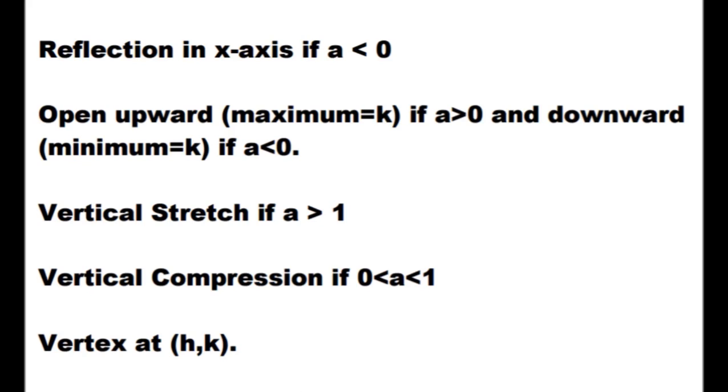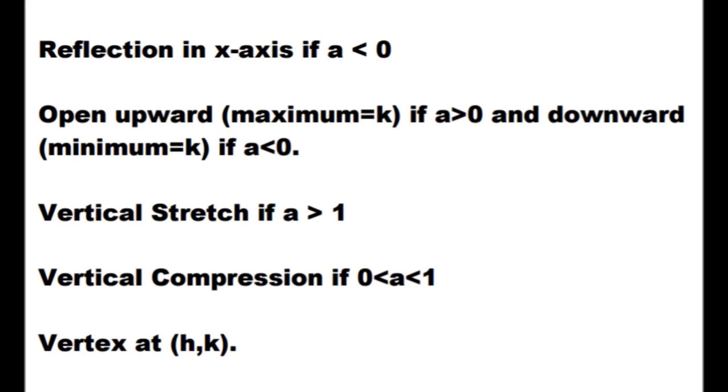So this is the same thing, the same rules as we learned from above, but now with reflection in the x-axis. If 0 is greater than a, then it's a reflection on the x-axis, and the other one is opposite.